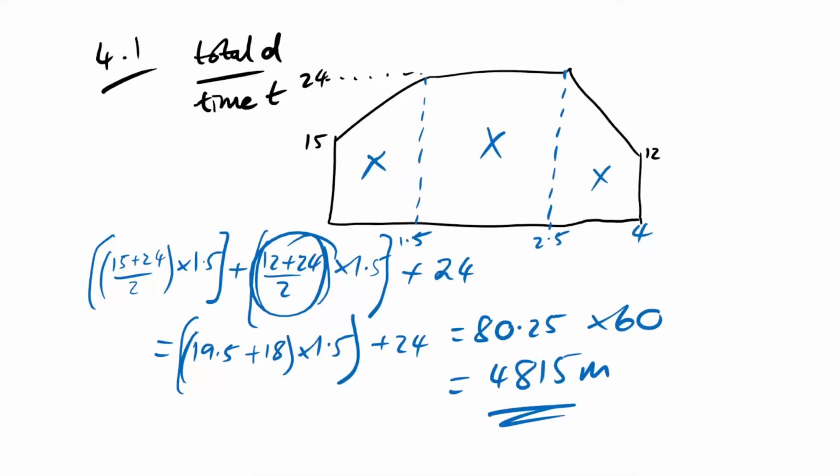4,815 meters. Okay. All we have to do then is divide that by our time. So that's going to be 4 times 60, so 240 seconds. So we end up with 20.06, so 20.1 meters per second. So speed limit is 22 meters per second. So this driver is A-OK.